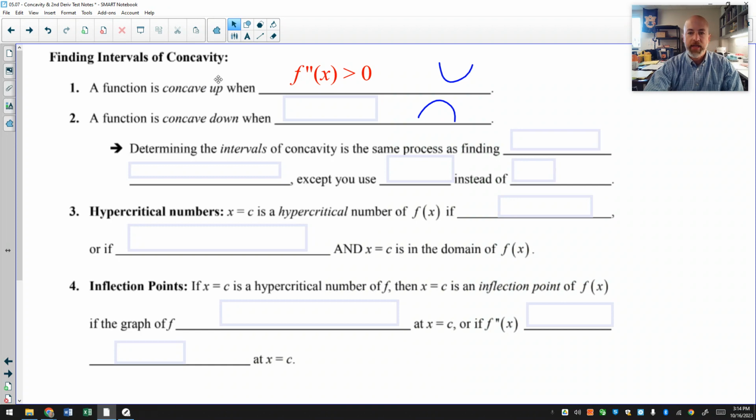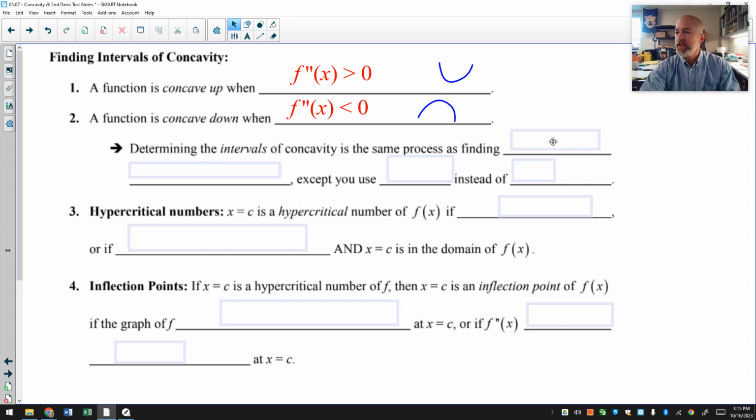A function is concave up when the second derivative is positive, and a function is concave down when the second derivative is negative. As we get further into concavity, we will talk about how the second derivative is really the rate of change of the first derivative, and slopes increasing or slopes decreasing would be a connection to concavity in a more verbal way. But there is a quick way to determine concavity.